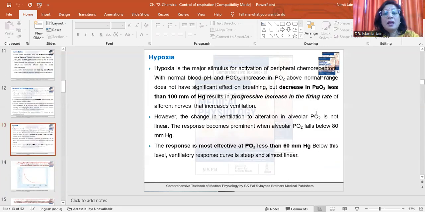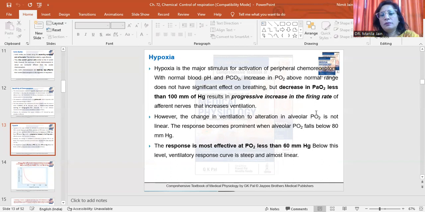Hypoxia. Hypoxia is the major stimulus for activation of the peripheral chemoreceptors with normal blood pH and PCO2. So the major stimulus for activation is, yes, hypoxia. You have to remember this very important concept. Mark it, underline it, take a star. The stimulus for activation of the peripheral chemoreceptor is hypoxia, with normal pH and PCO2.